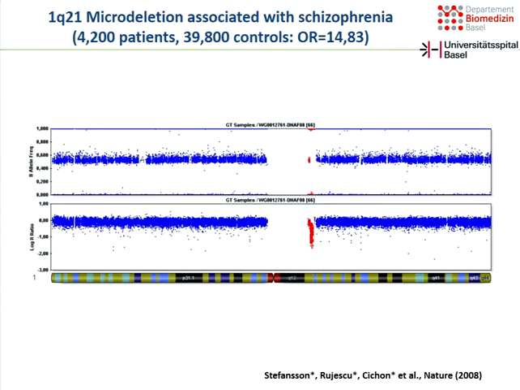This was a deletion that we identified in schizophrenia a while ago, 10 years ago now. We found that this is a rare microdeletion that is associated with schizophrenia. It's about 10-fold higher in schizophrenia patients than in normal controls. And the odds ratio is quite impressive, 14-15, which is obviously much higher than the usual odds ratios observed for common variation.